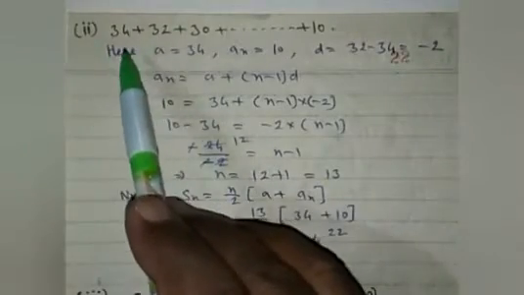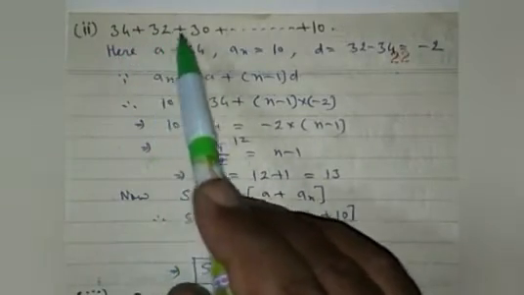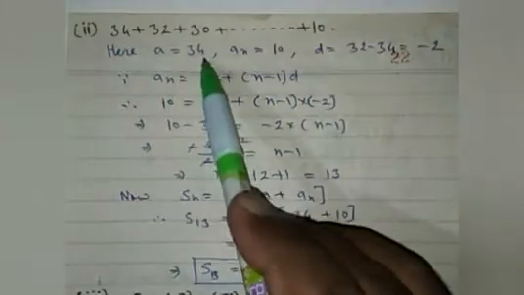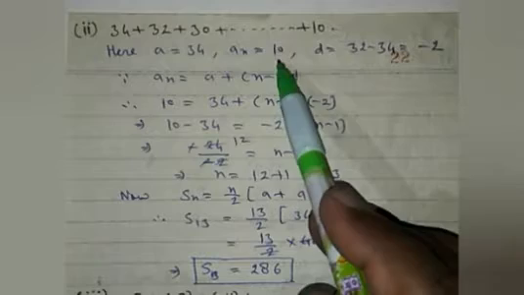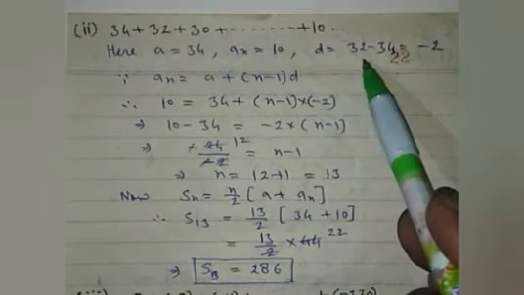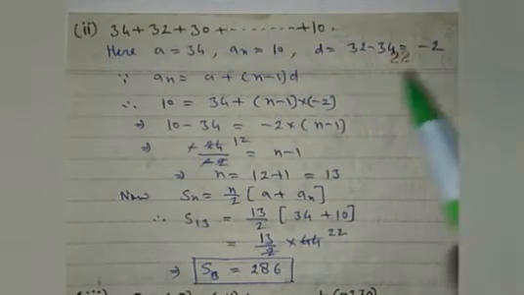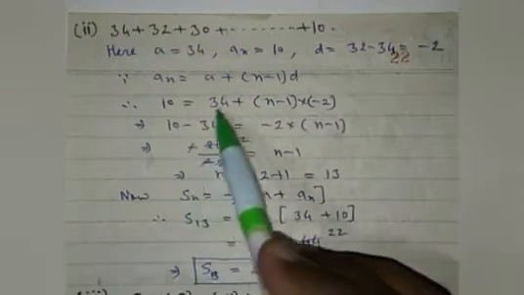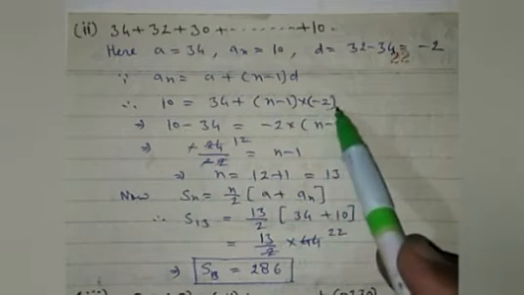In the second part, 34 plus 32 plus 30 and so on plus 10. Here a equal to 34 and an is equal to 10 and d equal to 32 minus 34, that is equal to minus 2. So here using the formula an equal to a plus (n minus 1) into d, here 10 is equal to 34 plus (n minus 1) into minus 2.